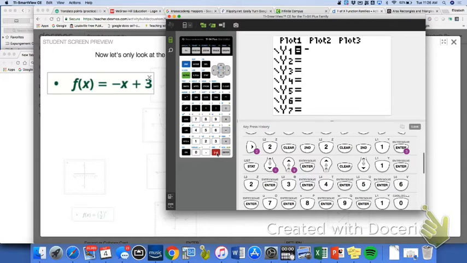So now to type in that equation, we are simply going to hit the negative button. I know it's going to take a lot longer the first couple of times we've done it because this is new for you guys, all right? So the negative button.